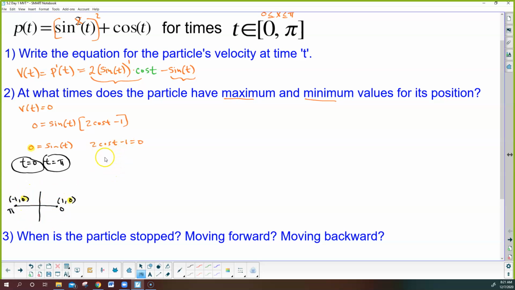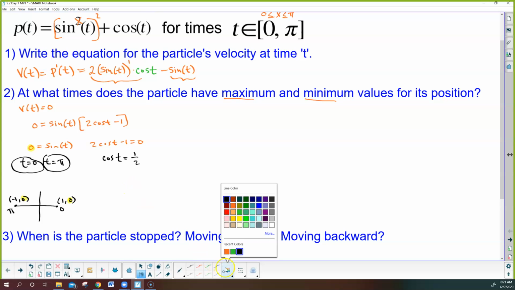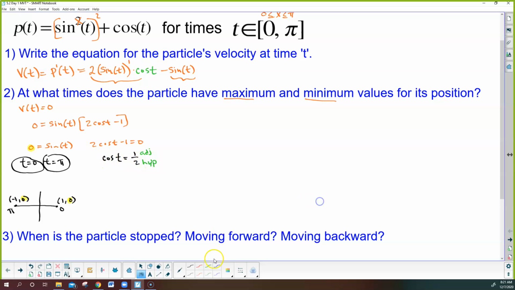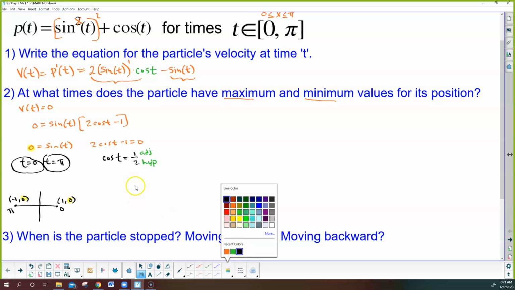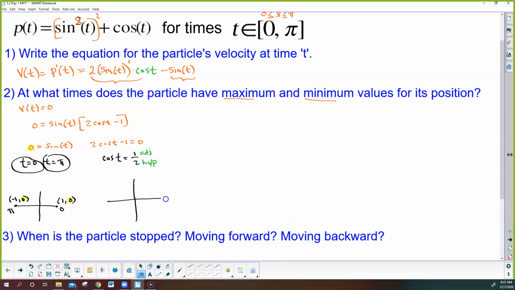But this one might require a little bit of work. I need to get cosine by itself. So I'm going to subtract 1, divide by 2. And now this is where, if you've mastered the unit circle, you know this answer. I always just say I haven't, but I've mastered SOHCAHTOA. And I know that cosine is adjacent over hypotenuse. So I'm basically going to see when I have an adjacent of 1. Adjacent is always moving left or right.